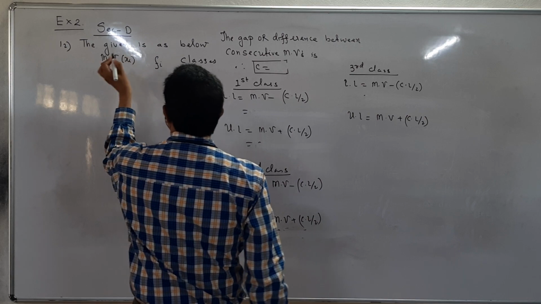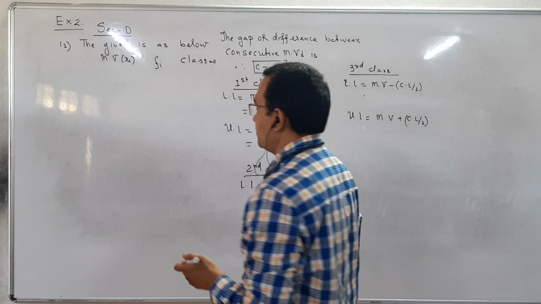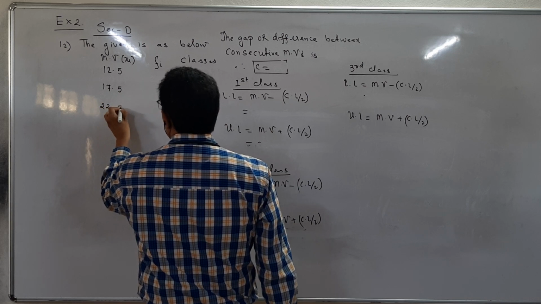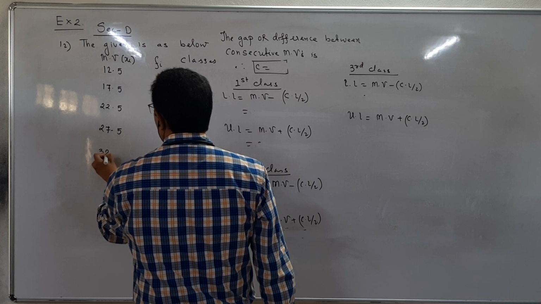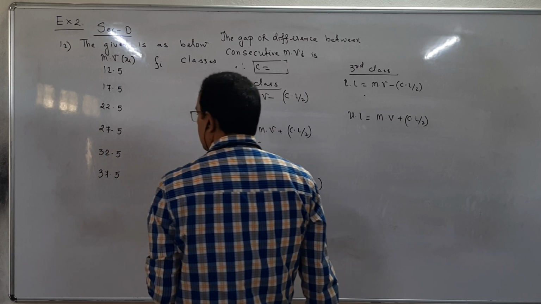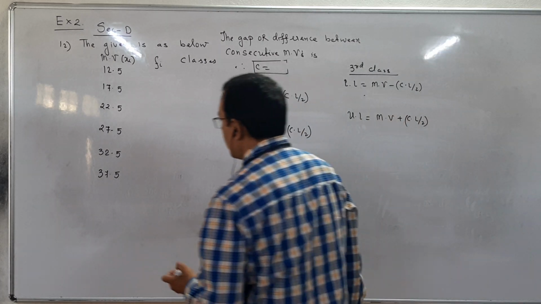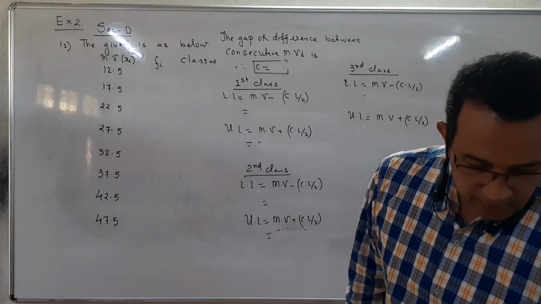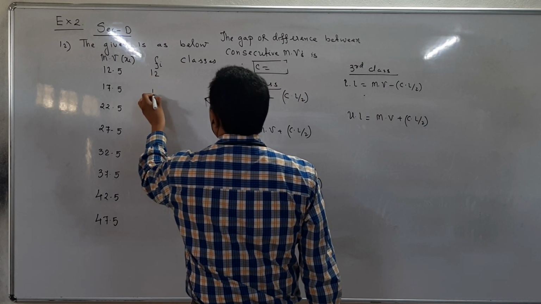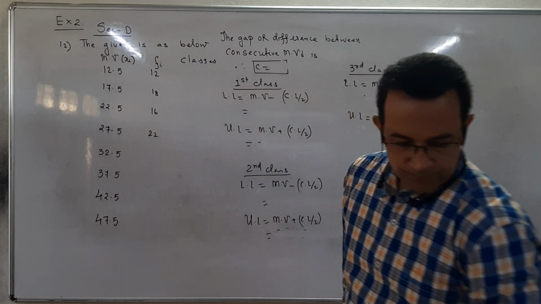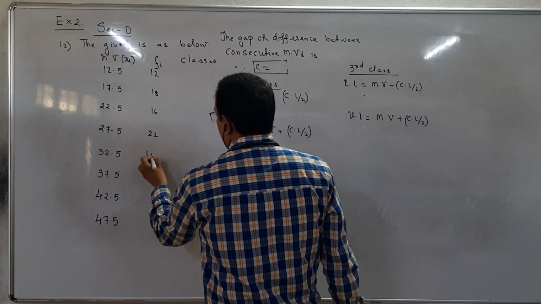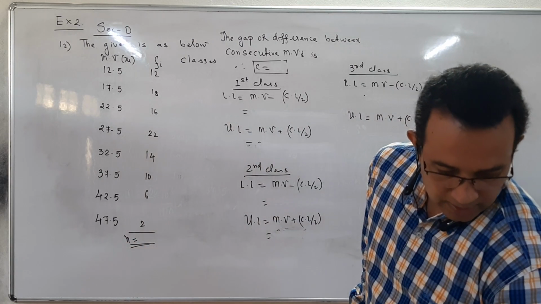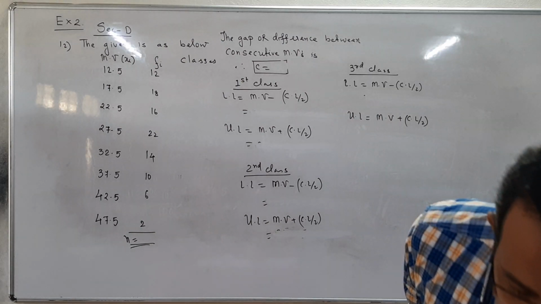Mid value xi. Mid value starts from 12.5, 17.5, 22.5, 27.5, 32.5, 37.5, 42.5, and 47.5. The corresponding frequencies are 12, 18, 16, 22, then 14, 10, 6, and 2. The total frequency is not given. Okay, students, here as such we don't need the total, no need to write the total.